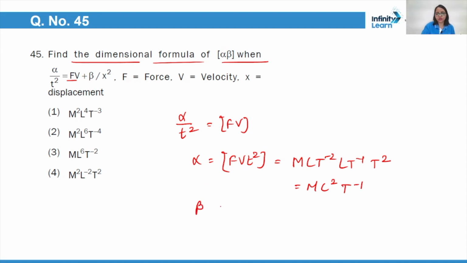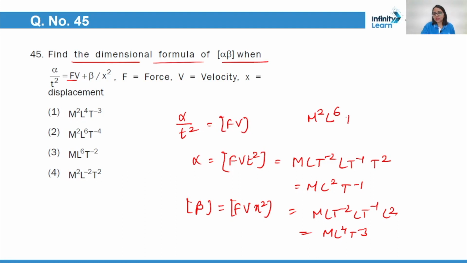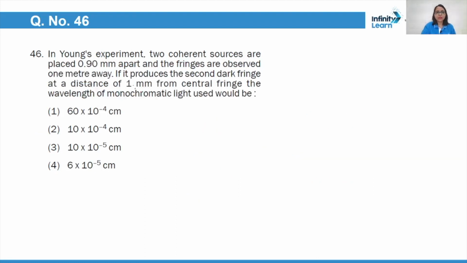And beta upon x square should be equal to Fv dimensional formula. So the dimensional formula of beta will be Fv into x square, which is MLT^-2 into LT^-1 into L^2. So this is ML^4 T^-3. So if you multiply these, you'll get M^2 L^6 T^-4, which is option 2.